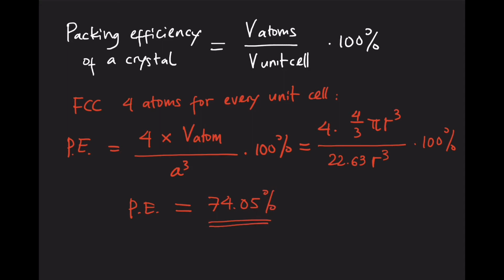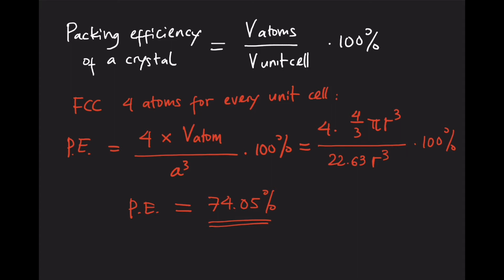so the packing efficiency will be equal to around 74.05% of packing. You can also calculate this for BCC, where you have 2 atoms for each unit cell, and for SC or simple cubic, where you only have 1 atom for each unit cell. The relation between a and r we have discussed in the previous video.